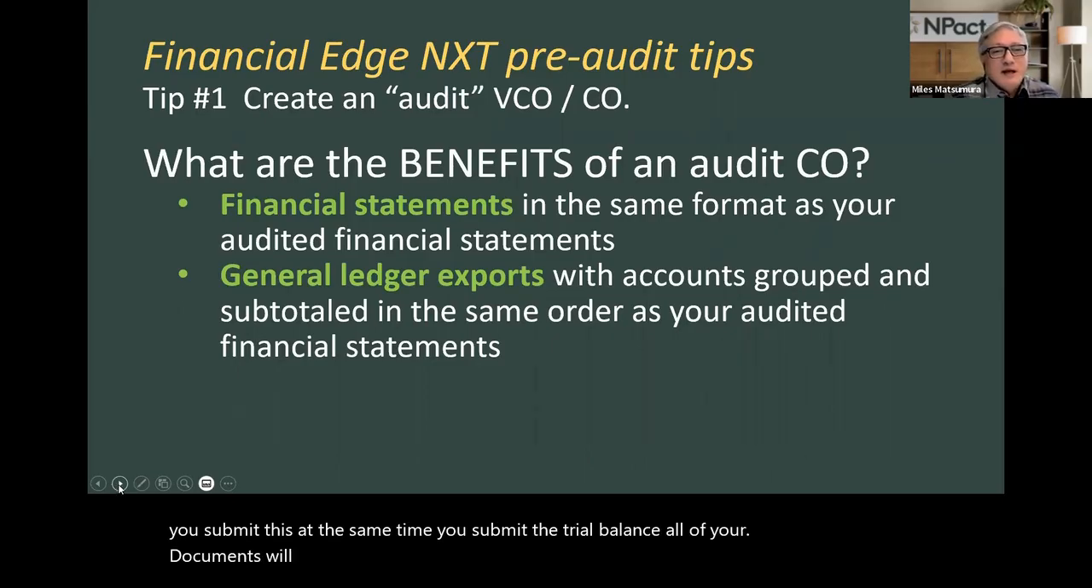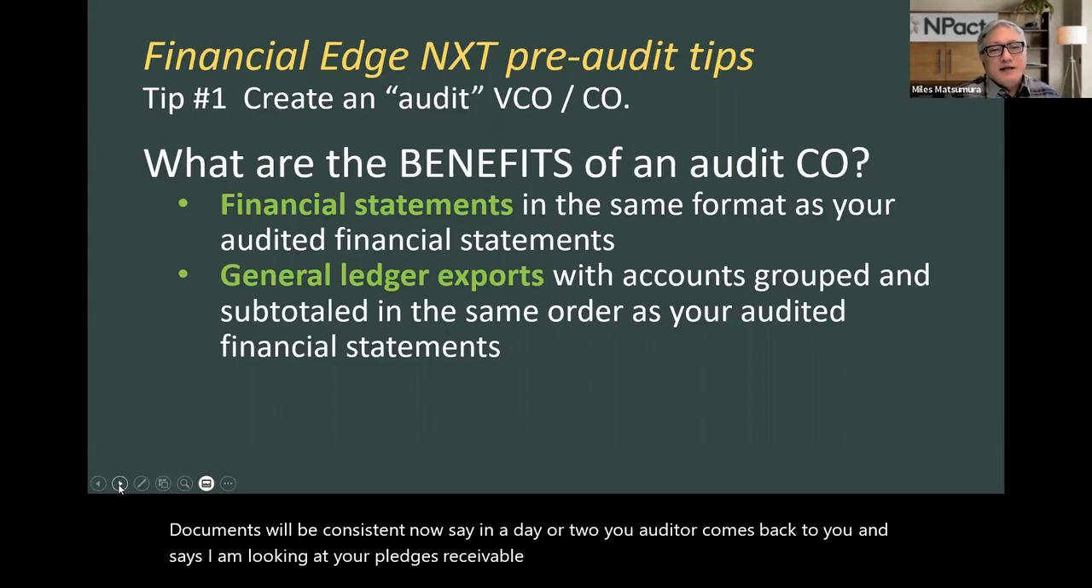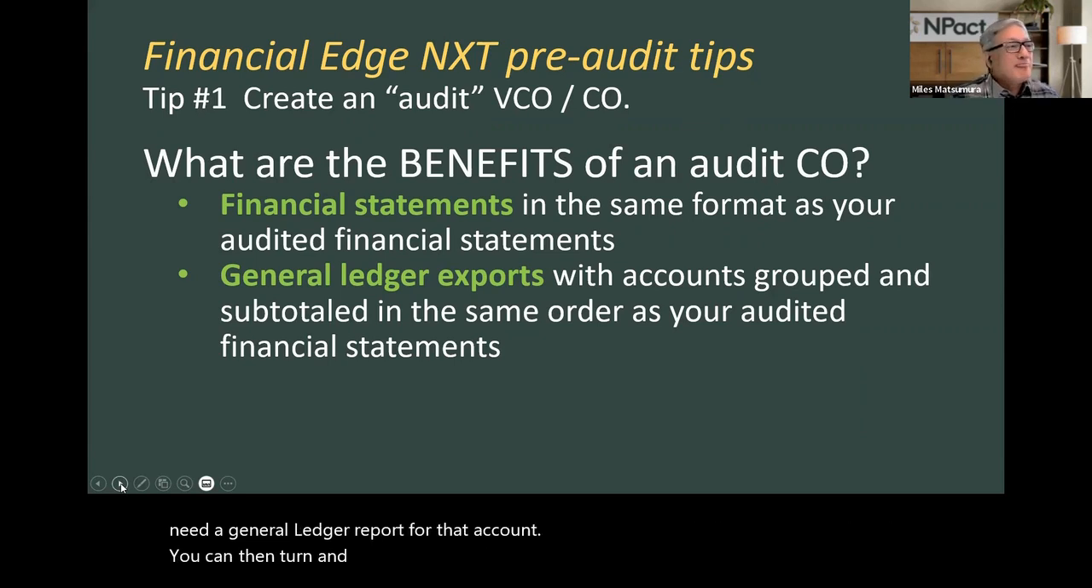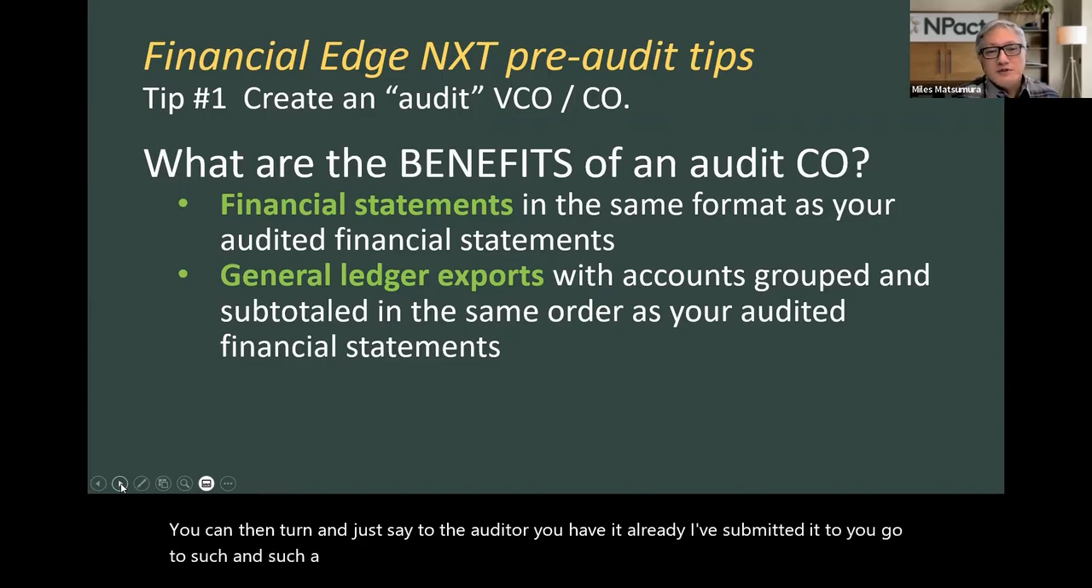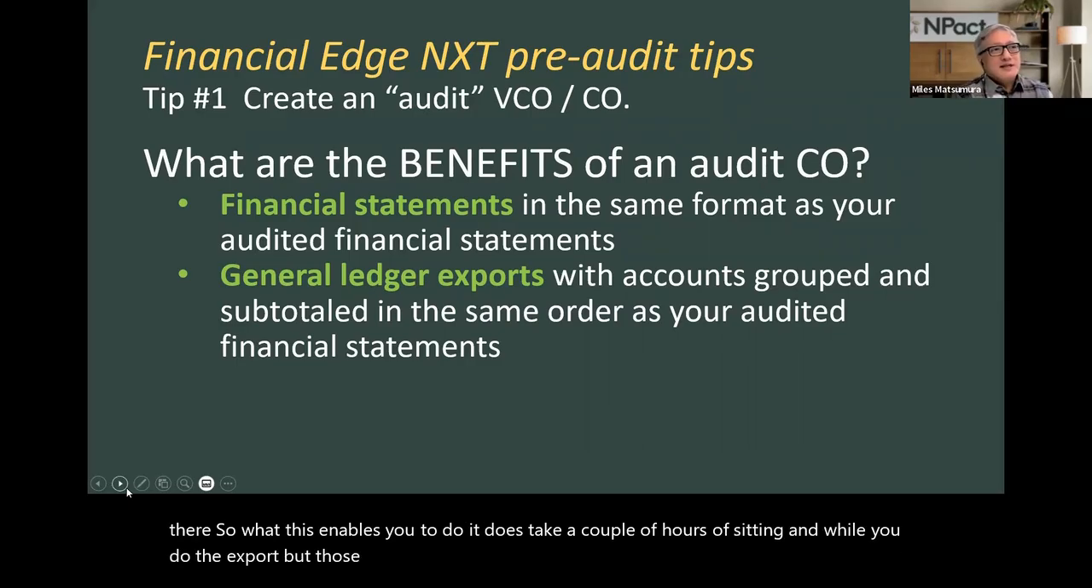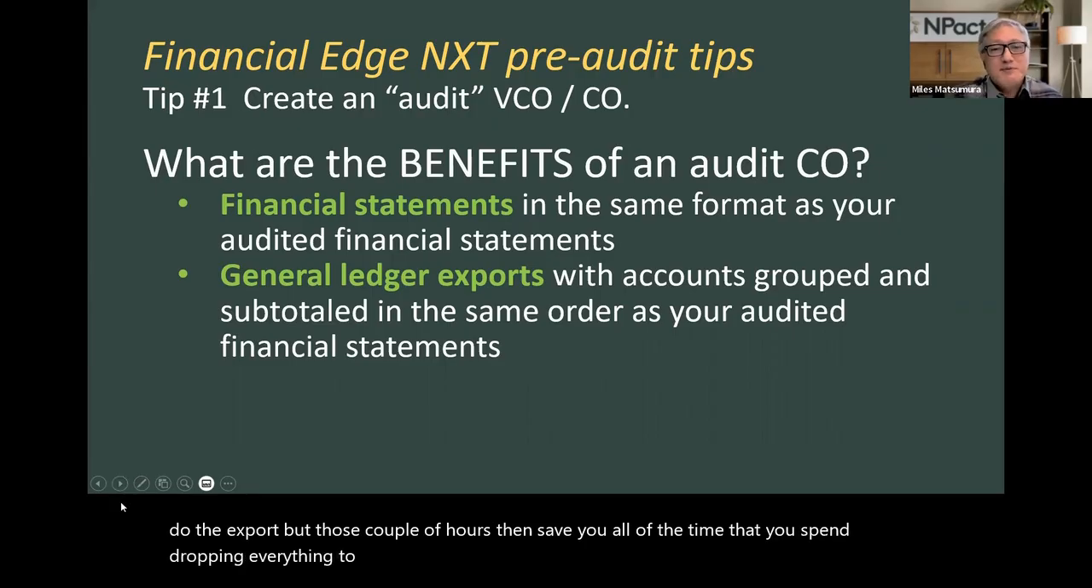If you submit this at the same time you submit the trial balance, all of your documents will be consistent. Now, say in a day or two, your auditor comes back to you and says, I am looking at your pledges receivable. I need not just the pledge agreements, but I also need a general ledger report for that account. You can then just say to the auditor, you have it already. I've submitted it to you. Go to such and such a file and just search for the account number and you'll find the GL report there. It does take a couple of hours of sitting while you do the export, but those couple of hours save you all of the time that you spend dropping everything to prepare specific general ledger reports.